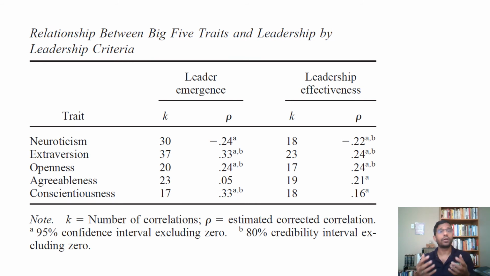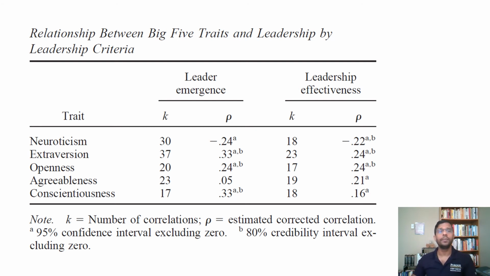Emergence refers to whether or not you are likely to emerge as a leader in an informal setup. So the more people perceive that you have leader-like qualities, the more willing they will be to follow you. That is what leadership emergence is. Whereas when we are talking about leadership effectiveness, we are talking about you already being in the role of leader and achieving the goals for the organization or having highly satisfied subordinates. Those are the two major ways that we measured leadership effectiveness.